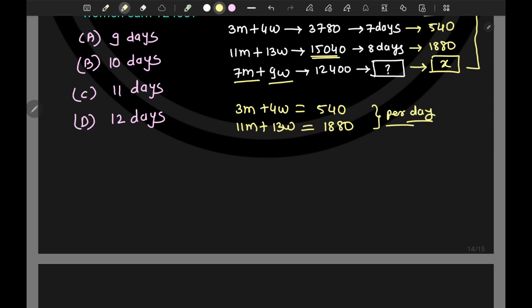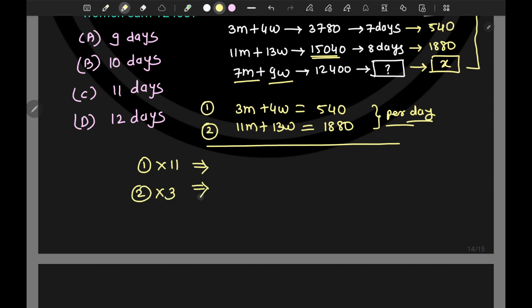Okay, now try to solve these two equations. So let us say this is equation number 1, this is equation number 2. I will multiply equation number 1 by 11 and equation number 2 by 3 so that I can eliminate m.